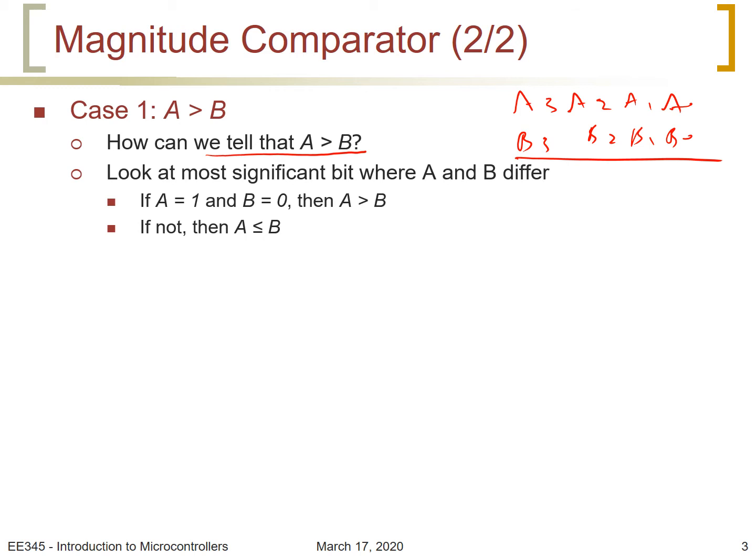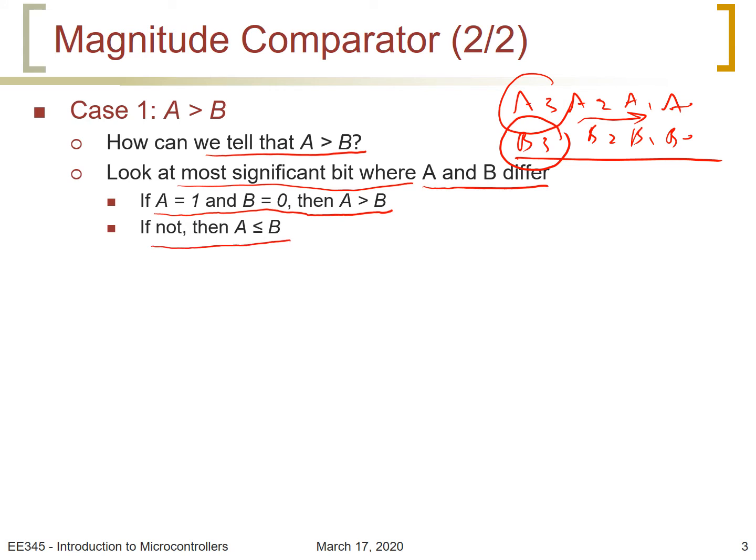If A3 is equal to 1 and B3 is equal to 0, clearly A is more than B, and we don't need to look at the other bits, as a matter of fact. So usually we look at the most significant bit where A and B differ. And if A is equal to 1, B equal to 0, then A is more than B. If not, A will be less than B.